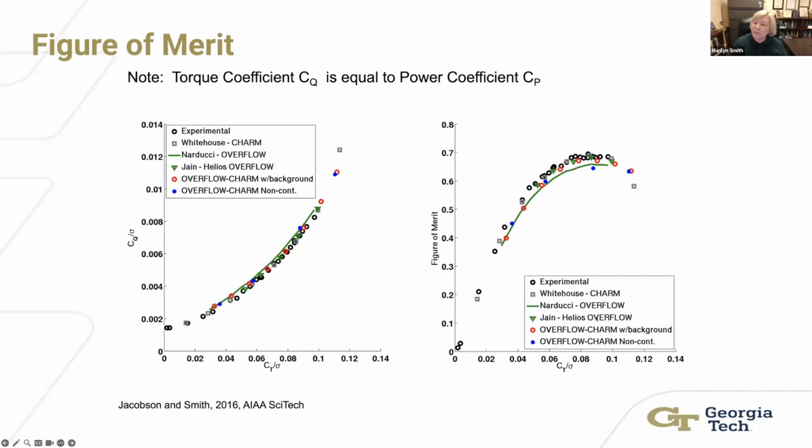Now, I have two OVERFLOWs, two CFDs, because I want to demonstrate something to you. One, and this is Jain, Helios, but it's essentially OVERFLOW, so don't worry about the Helios part here. That's in these green circles. Look how much better he is in predicting this than the Narducci results. But let me tell you why. It's because he's using 200 to 300 million points as opposed to 50 million points. So his cost is astronomical. And in fact, we use these results right here to tell us this is basically as good as we're ever going to get with the CFD using this particular code.